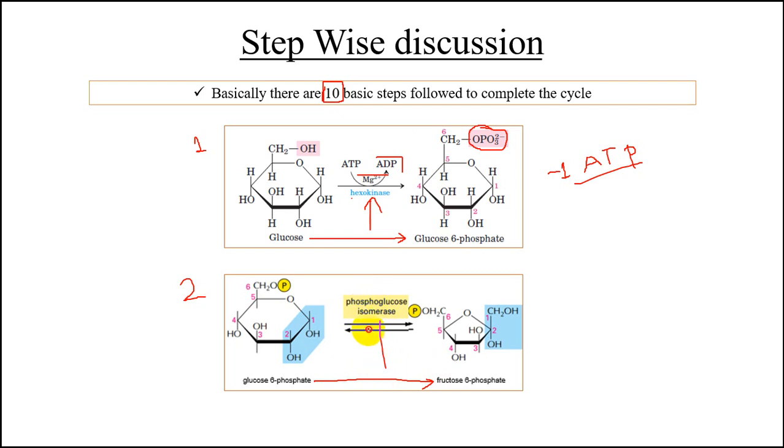Okay, nothing more than that. It is a rearrangement of the 6-member ring to the 5-member ring. Here we can see it is a 6-member ring and here it is a 5-member ring. This is basically a rearrangement of the ring, nothing more. Okay, so this is the second step.